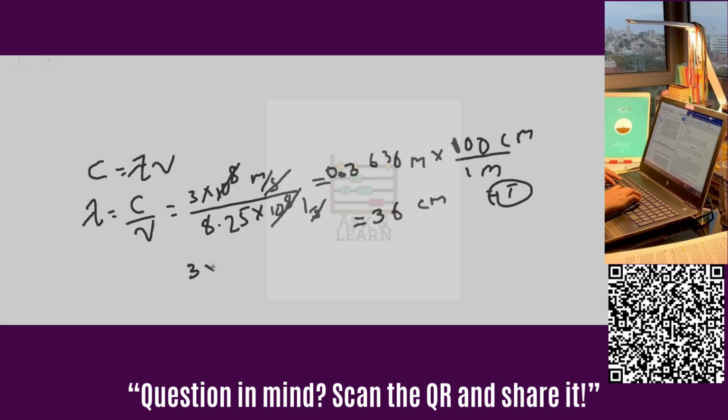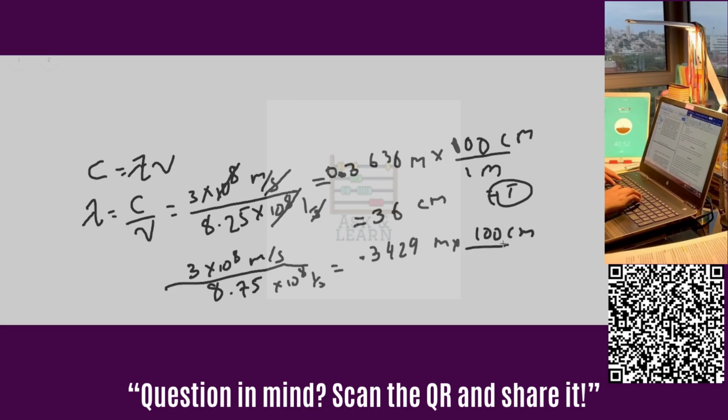Same thing: 3 times 10 to the 8 meters per second divided by 8.75 times 10 to the 8 per second. So we do 3 divided by 8.75, which gives 0.3429 meters. To change meters to centimeters, 1 meter is 100 centimeters, so that is 34 centimeters. This is the receiving.